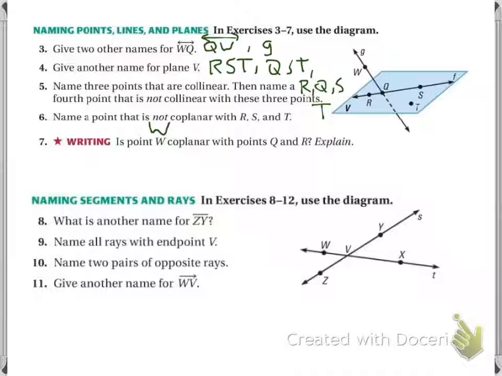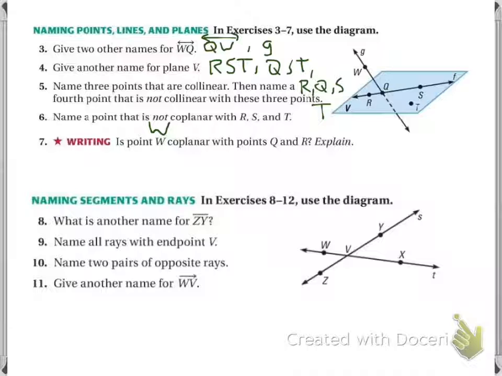Now, at number 7, it says, is point W coplanar with points Q and R? If we look at Q and R, they are on the plane. W is not. So you'd say it's not coplanar. It's not on plane V. You could go on and add that W is collinear with Q because it's on that same line, but we do not have a plane.